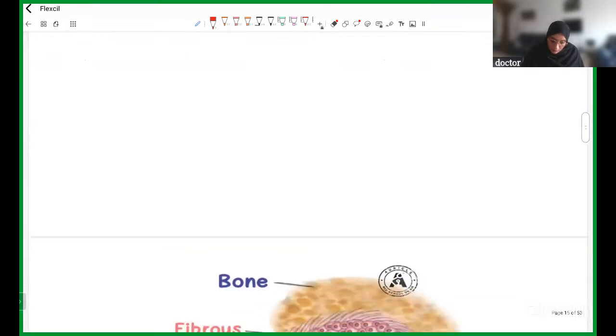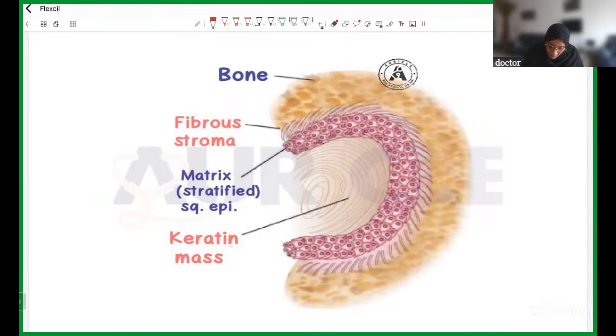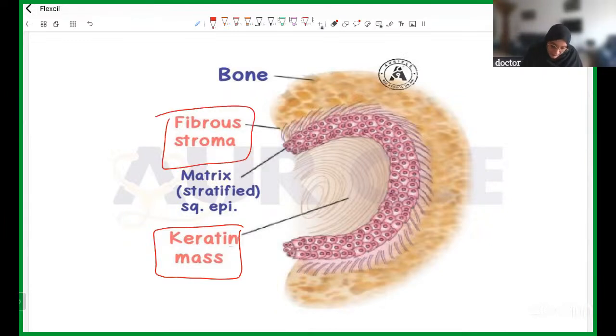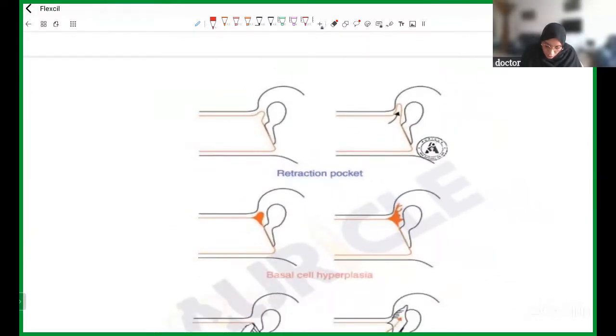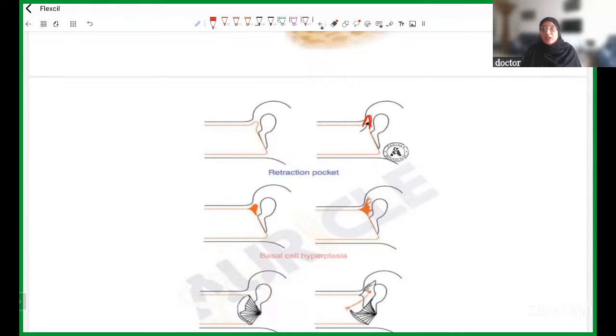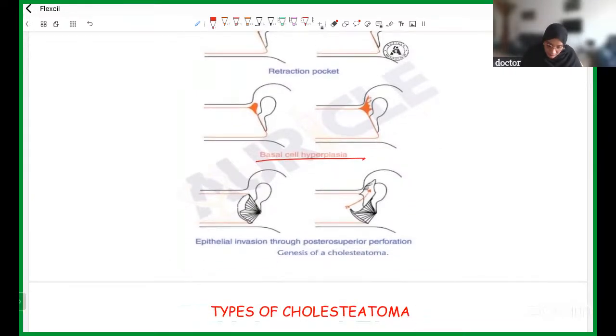Now, this is how it looks. We have an inner keratin mass and an outer layer of fibrous stroma. Between the keratin mass and fibrous stroma, we have stratified squamous epithelium. Here you can see how a retraction pocket happens. Slowly, there's a pocket formation here. If there is basal cell hyperplasia, the basal cells of the skin proliferate under the influence of infection and lay down keratinized squamous epithelium. This is the basal cell theory. The other one is epithelial invasion through a posterior superior perforation. So the retraction pocket is here.